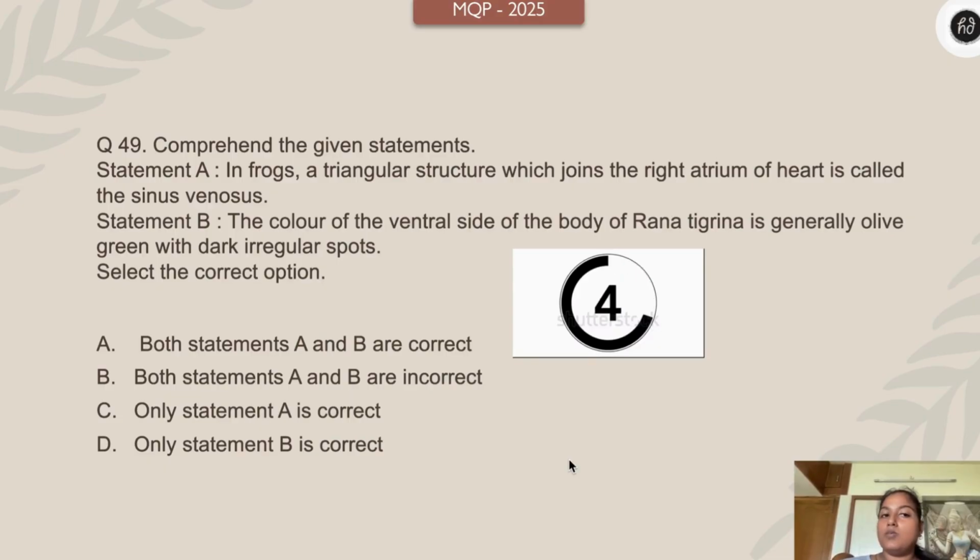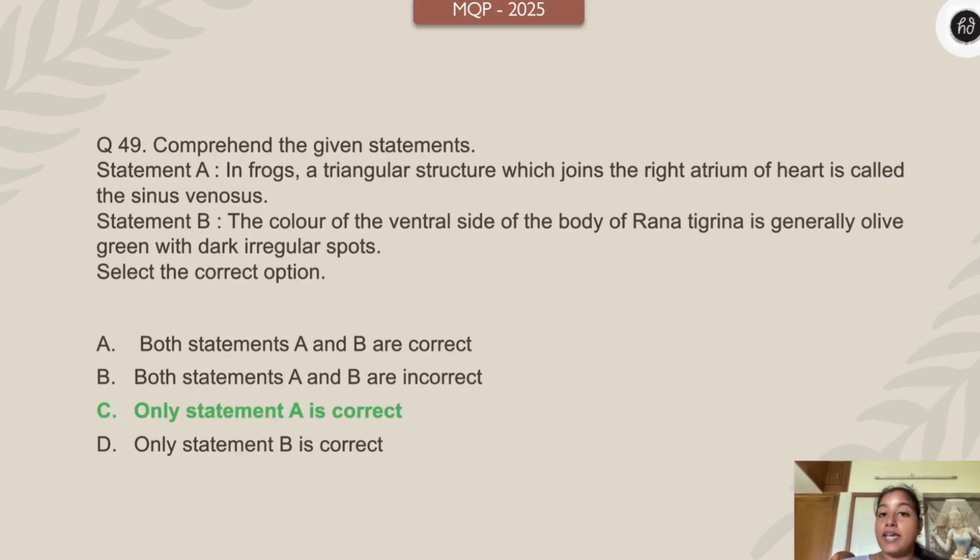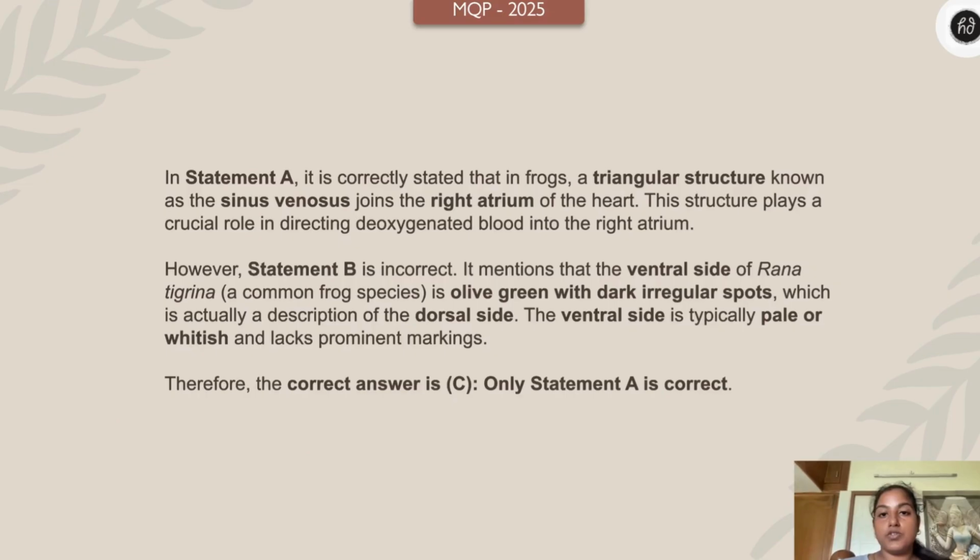Do you think one of the statements is correct, or both are correct, or both are wrong, or one is wrong? What do you think? Yes, only statement A is right. Yes, the triangular structure which joins the right atrium is called sinus venosus, right? And it plays a crucial role in directing deoxygenated blood into the right atrium.